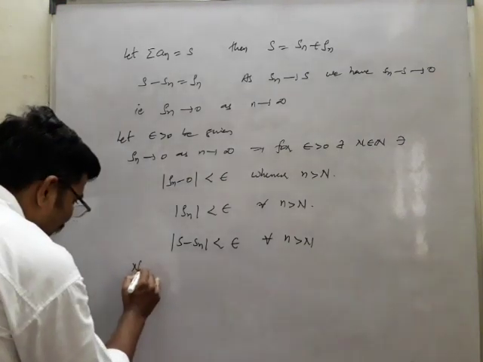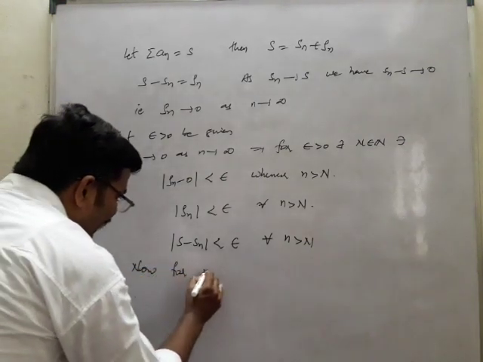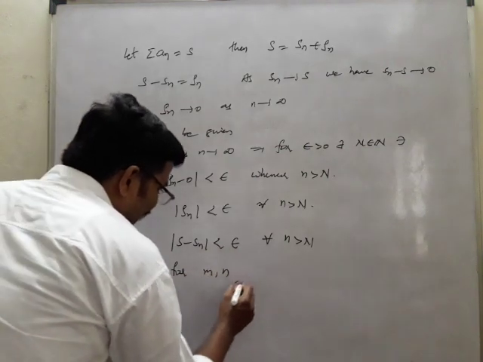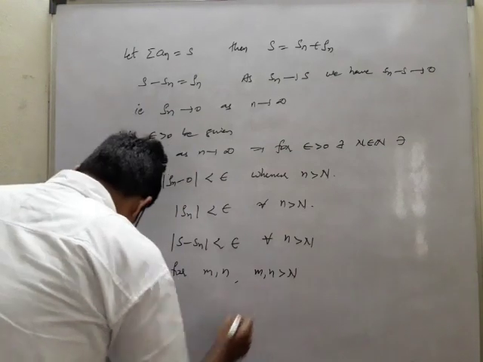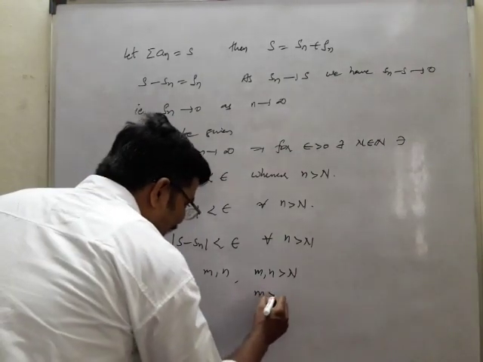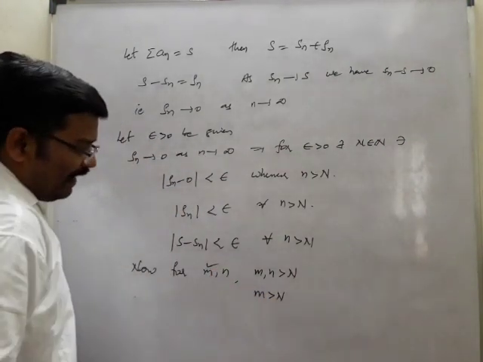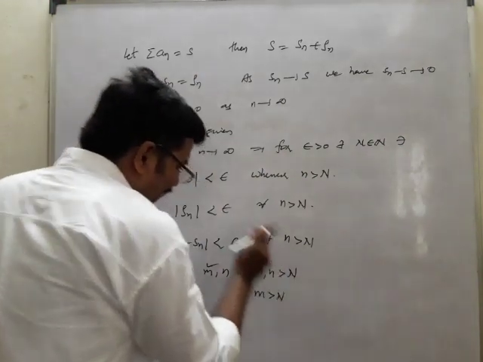So now for m comma n, where m and n are both greater than N. These both values are greater than N.